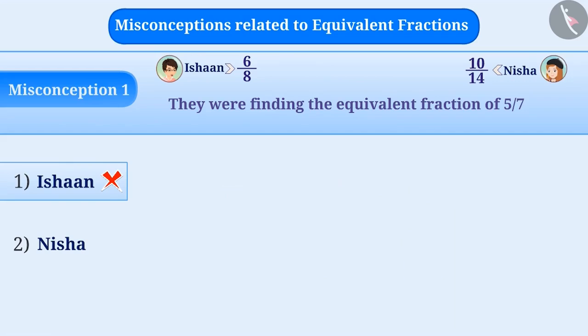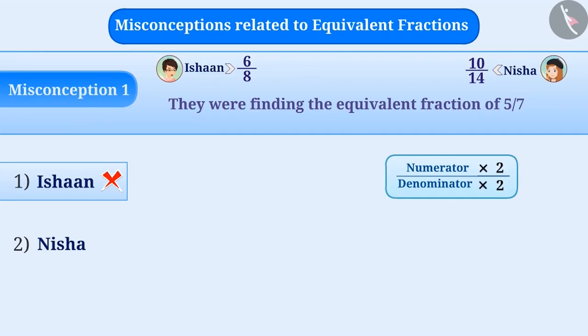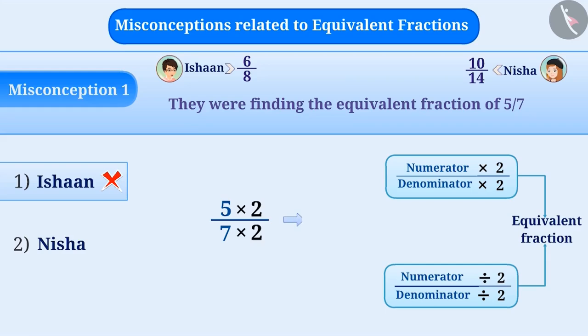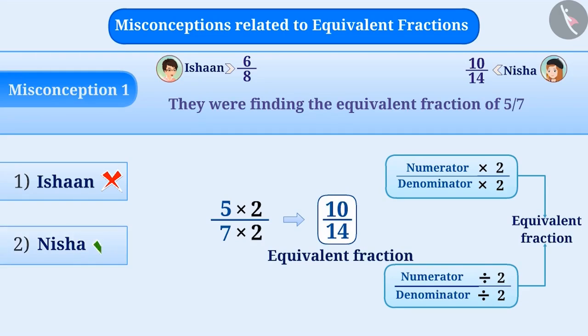The correct understanding is that whenever the numerator and denominator of a fraction is multiplied or divided by the same number, then we get its equivalent fraction. Here, Nisha has multiplied the numerator and the denominator of 5 by 7 with 2 and obtained the fraction 10 by 14. This is an equivalent fraction of 5 by 7. Therefore, option 2 is the correct answer.